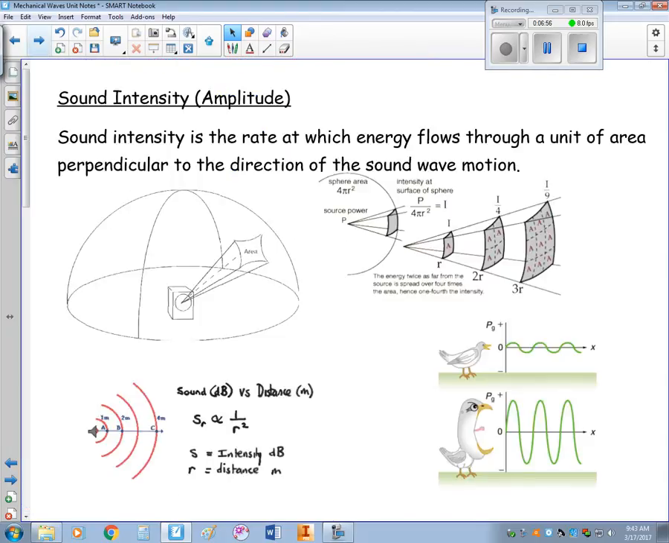Another important topic is loudness. How loud is a sound? How do we measure loudness? Well, in physics, instead of saying something is loud, we say it's intense. So we're looking at the intensity. This is generally related to the amplitude. Sound intensity is the rate at which energy flows through some unit of area that's perpendicular to the direction of the sound wave motion. So this will obey an inverse square law.